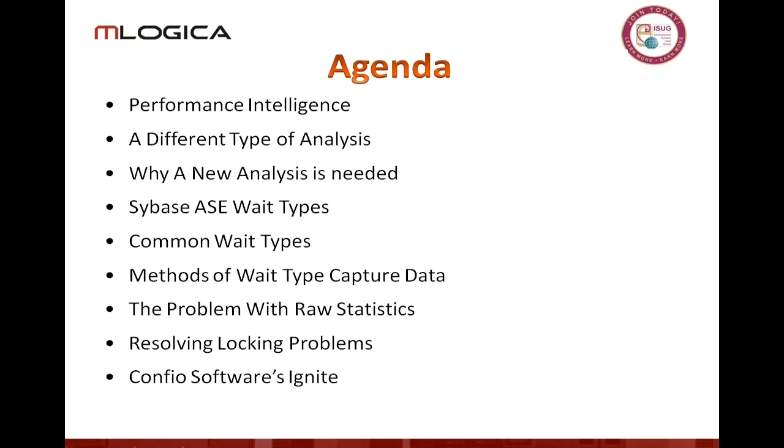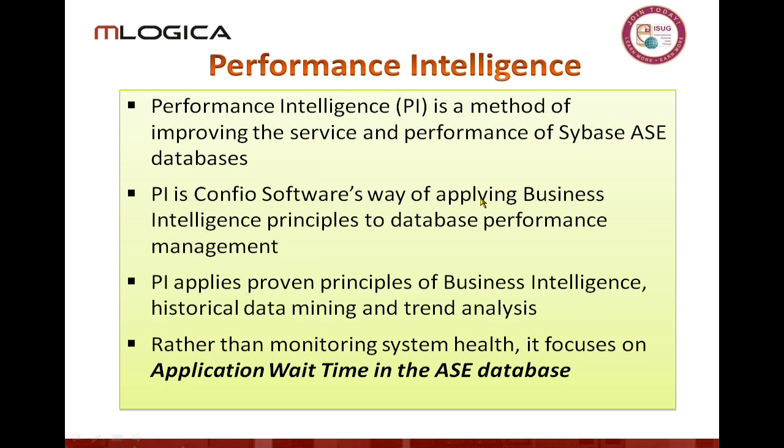Agenda: define performance intelligence. We'll talk about how to do analysis before things go wrong. The idea here is let's find out what's causing the slowdowns. We'll take a look at some wait type analysis, look at some raw stats, and we will talk a little bit at the end about the product that we're using.